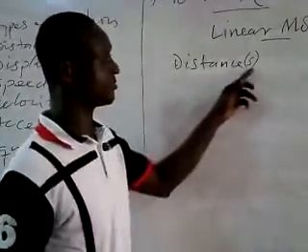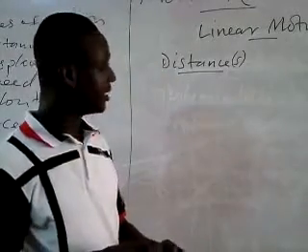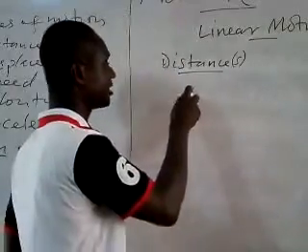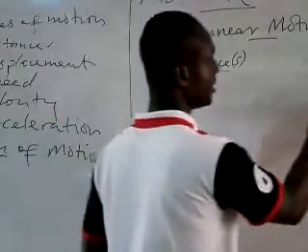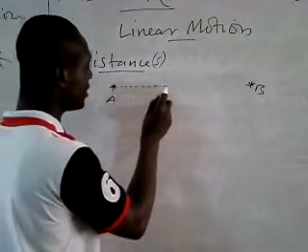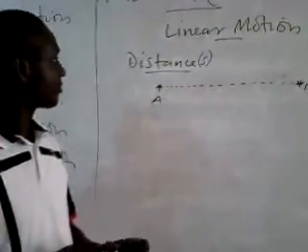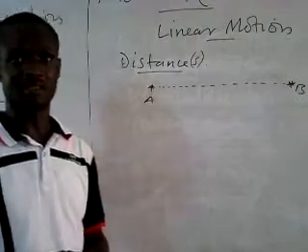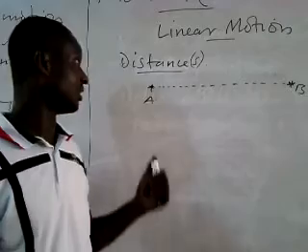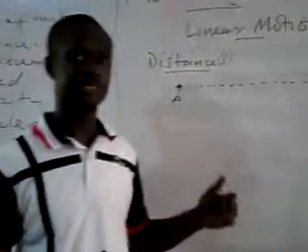Distance. Small letter s represents distance. Distance is the interval between two points. If here is our point A and here is our point B, the interval between point A and B is what we call distance. And distance is a scalar quantity. In distance, we don't consider direction, so it's a scalar quantity. And I hope you know that the SI unit of distance is meters.